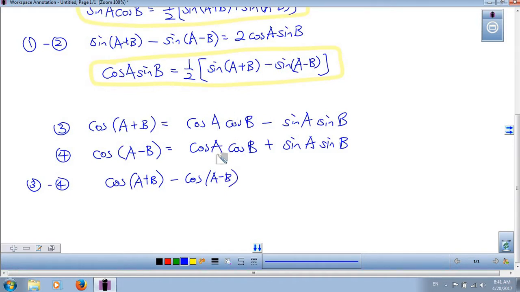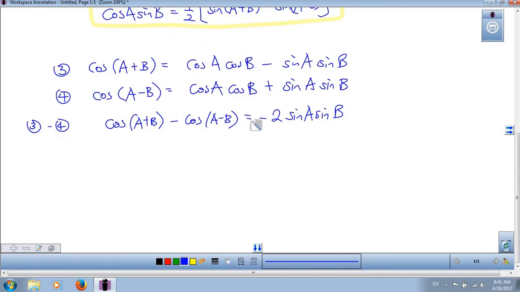And these two first expressions will cancel out. Cosine A cosine B minus cosine A cosine B is going to cancel out. But negative sine A sine B minus sine A sine B is going to be negative 2 sine A sine B. So there will be a negative sign in front of this.